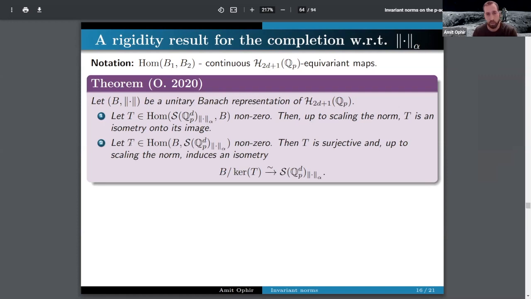If we have a map T in the other direction from B to the completion by norm alpha, again non-zero, then T is necessarily surjective and induces an isometry from the quotient to the completion by norm alpha. Again, you maybe need to scale the norm. Right, so in general, if we just know that this completion by norm alpha is, say, topologically irreducible, it's not true that any such non-zero T must be surjective. It could be the case that it just has a dense image, but is not surjective. And in general, even when it is surjective, it induces an isomorphism of Banach spaces between the quotient here and the completion, but this isomorphism is in general not an isometry.